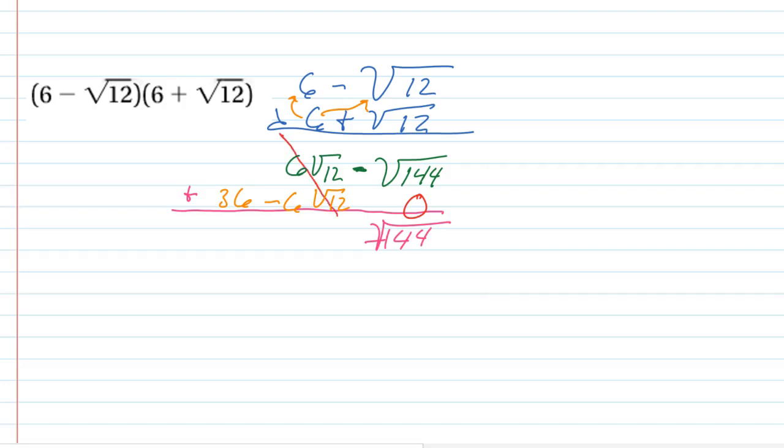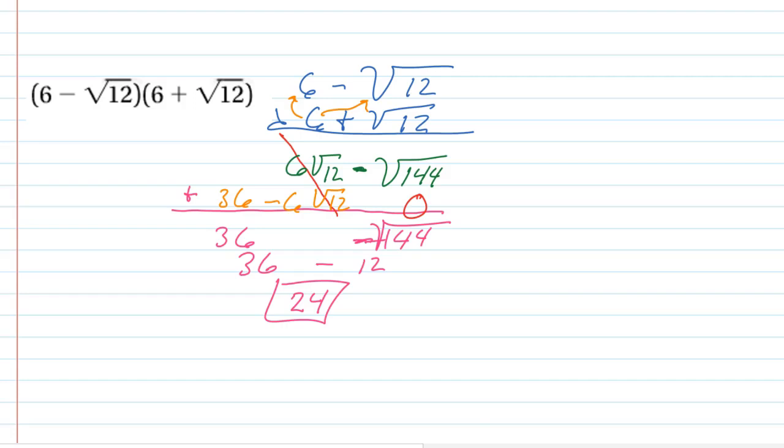When combining like terms, the positive 6 and the negative 6 cancel out, giving me 0 square root of 12. Well, 0 times any number is just 0, so we don't write that. And then we bring down the 36. Now you should see that the negative square root of 144 can be simplified to give me 12, which gives me a final answer of 24.